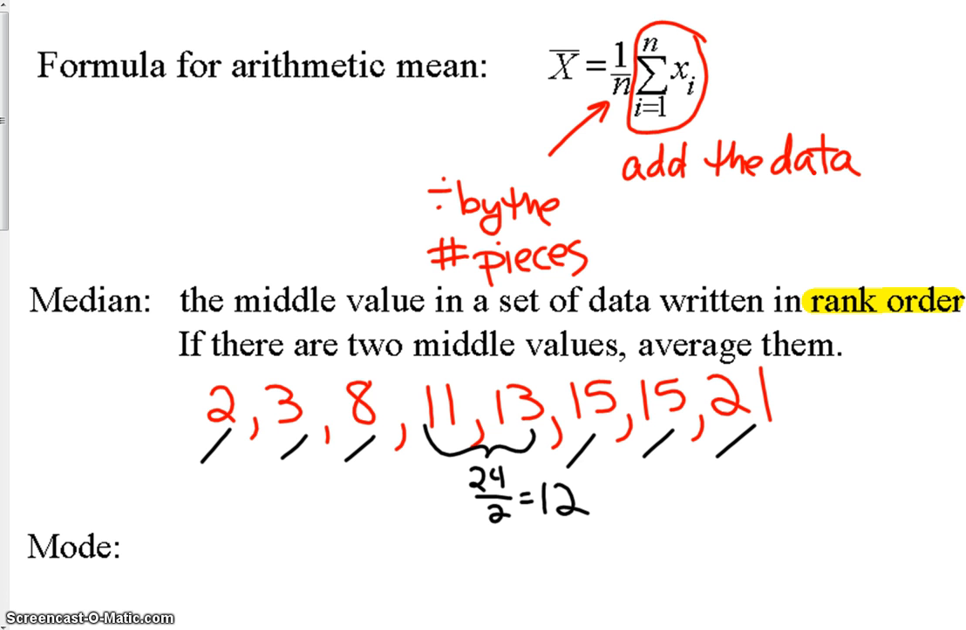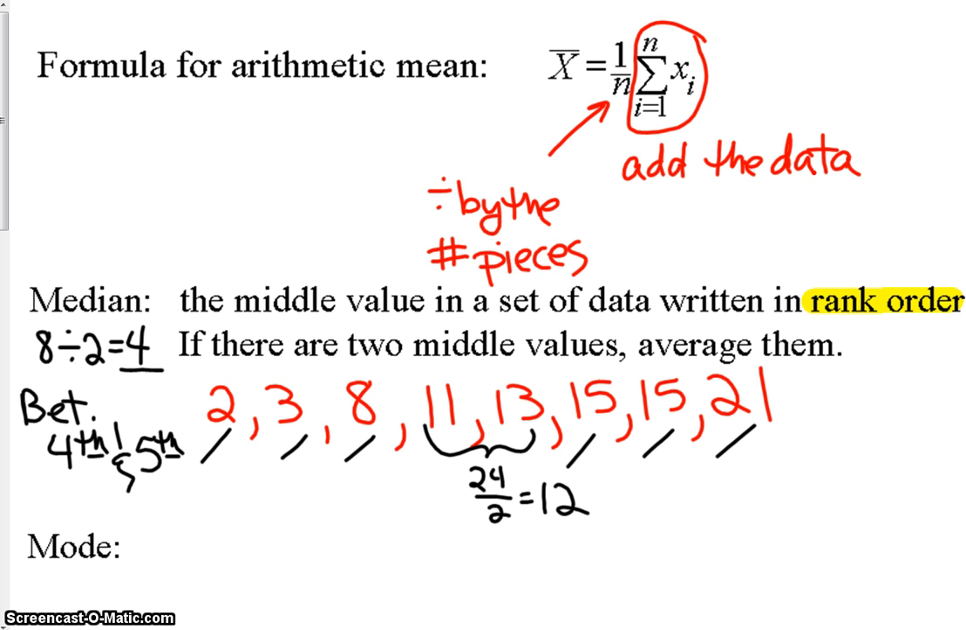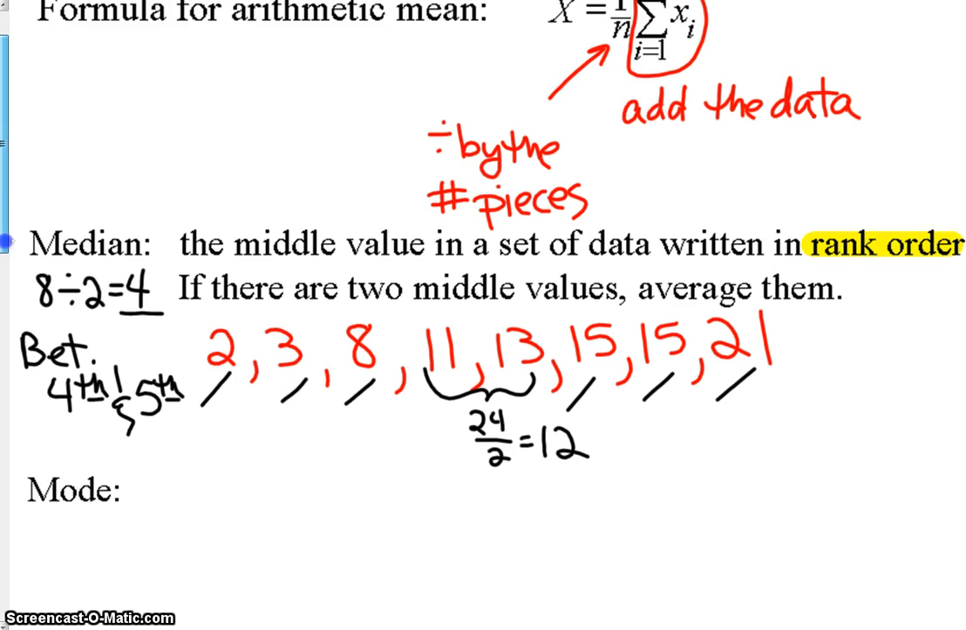The other technique, which you use if there are a large number of pieces of data, is to know how many pieces of data you have and then find the position that the median will be between. In this particular case, I had 8 pieces of data. 8 divided by 2 is 4. Since 4 had no remainder, that means there's not going to be a number left in the middle, so I know my median is between the 4th and 5th positions in my data, which was between 11 and 13, making the actual median be 12.